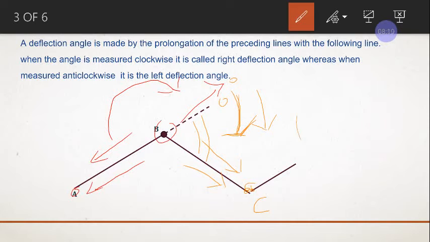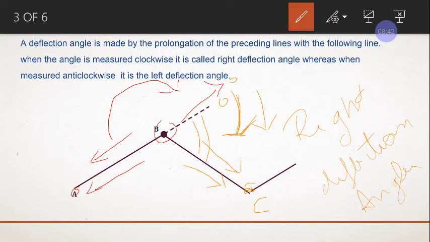So it is called the deflection angle, right? You understood how to measure the deflection angle on the ground.